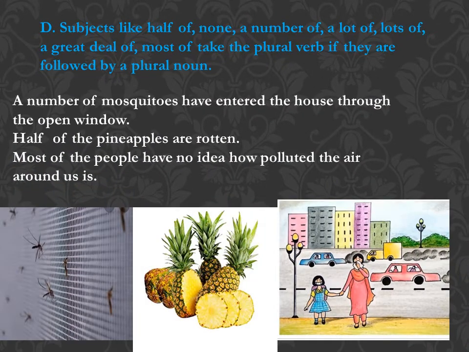Subjects like half of, none, a number of, a lot of, lots of, a great deal of, most of take the plural verb if they are followed by a plural noun. For example, a number of mosquitoes have entered the house through the open window. Half of the pineapples are rotten. Most of the people have no idea how polluted the air around us is.